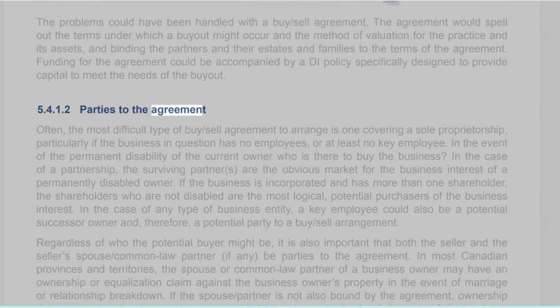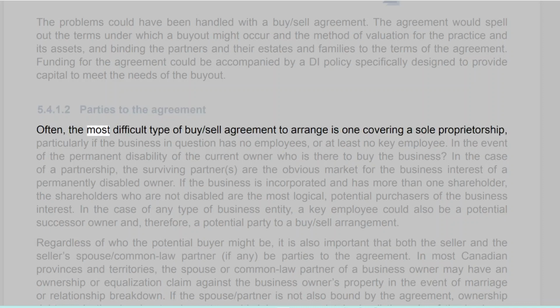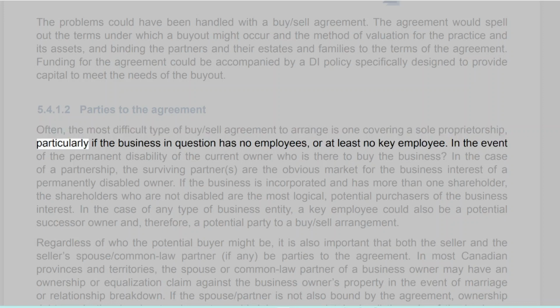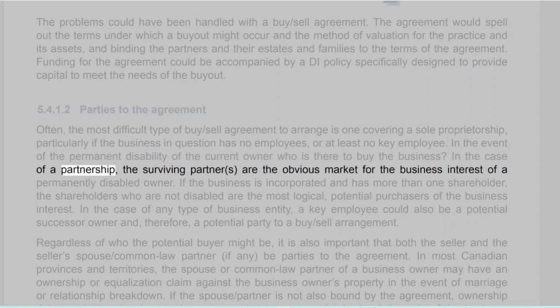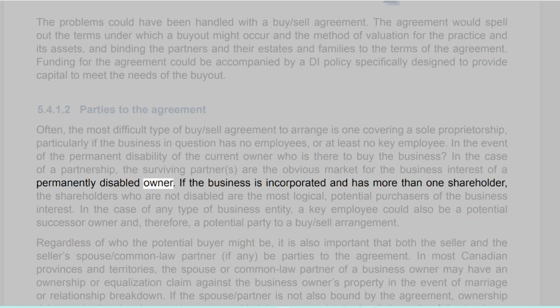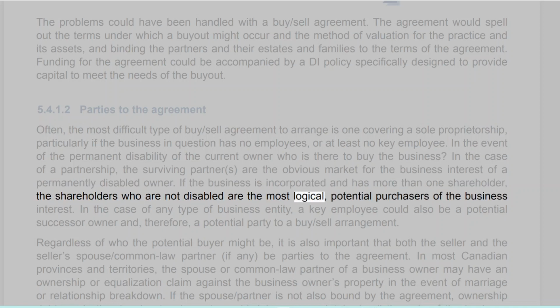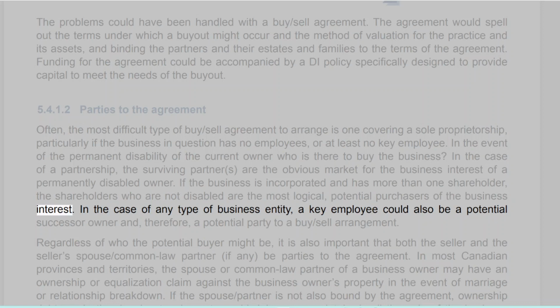5.4.1.2 Parties to the agreement. Often, the most difficult type of buy-sell agreement to arrange is one covering a sole proprietorship, particularly if the business in question has no employees, or at least no key employee. In the event of the permanent disability of the current owner, who is there to buy the business? In the case of a partnership, the surviving partners are the obvious market for the business interest of a permanently disabled owner. If the business is incorporated and has more than one shareholder, the shareholders who are not disabled are the most logical, potential purchasers of the business interest.